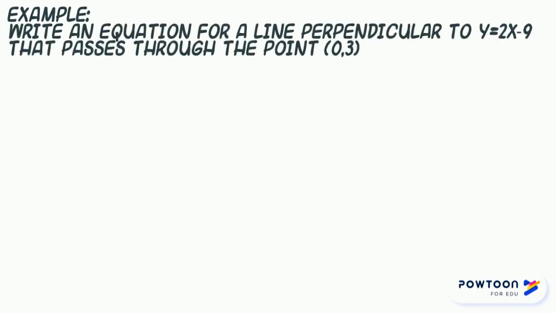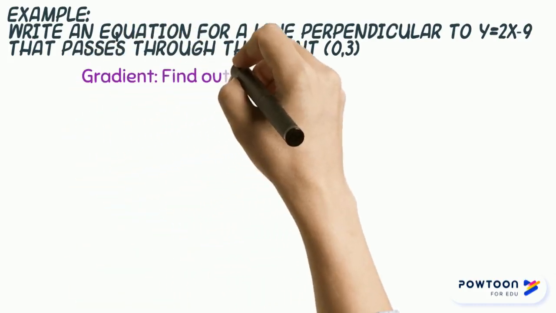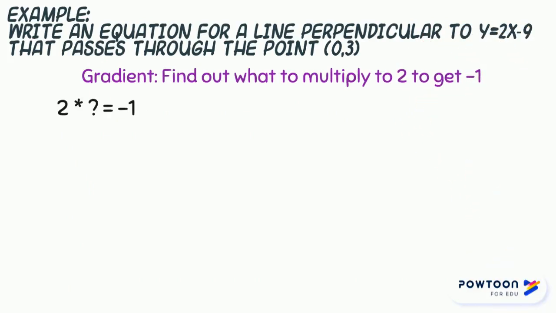All right, last example of this video, we're looking to find the equation of a line that's perpendicular to y equals 2x minus 9 that also passes through the point 0, 3. So to start, we need to actually find our gradient. So we've got 2 times something will give us -1, so it means our gradient is -1/2.